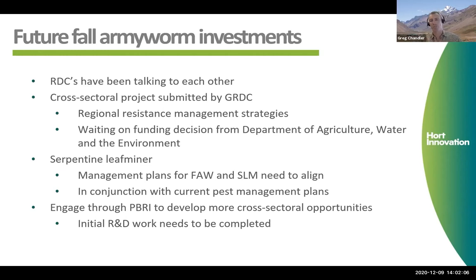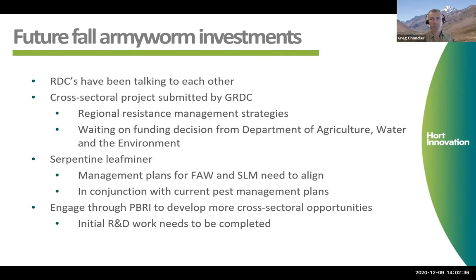So these management plans aren't a simple, let's manage fall armyworm or let's manage serpentine leaf miner. It's how do I have to change my pest management plan to deal with these new problems. What is this? What are the best solutions that are going to work for me? What are the best solutions that we might try to apply across an area for successful management? So they have to be in conjunction with current pest management strategies and plans.